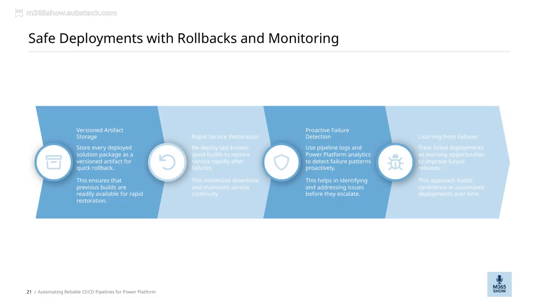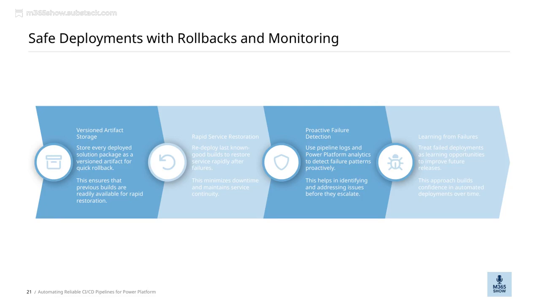In cases where things do go wrong, redeploying the last known good build is a smart move. It helps us restore service quickly, minimizing downtime and keeping our users happy. Speed is essential when maintaining service continuity.